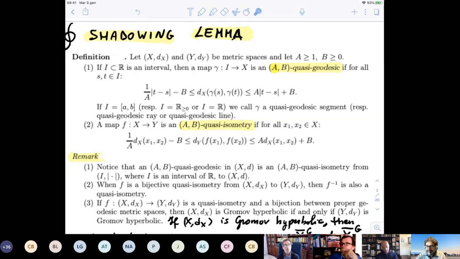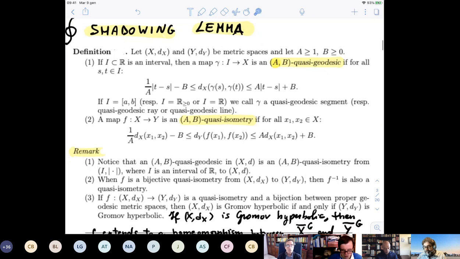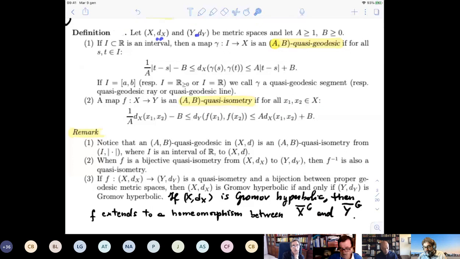So what is the shadowing lemma? The shadowing lemma tells the following. I take two metric spaces, X with the metric d_X and Y with the metric d_Y, and two constants, A greater or equal than 1 and B greater or equal than 0. Then I say that a map from I to X is an (A,B) quasi-geodesic if this inequality holds. So in other terms, what does this inequality mean? If I have A equal to 1 and B equal to 0, then from here we see that the map is just a geodesic.